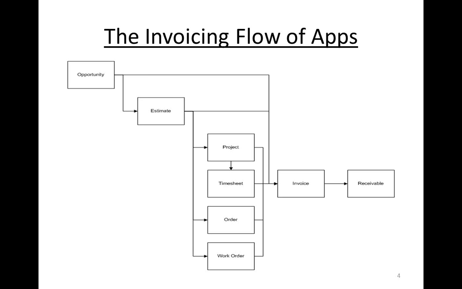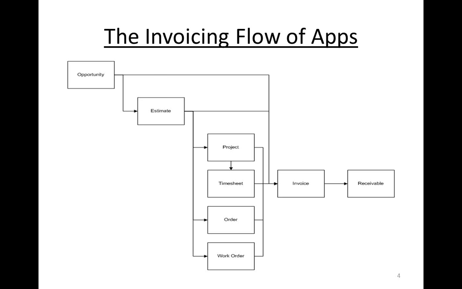But if I'm going to have a more complex scenario, like let's say I need to issue a quote for the user, I can go from the opportunity to an estimate and then to an invoice if I'd like. Or you'll notice there are also many different areas that we can generate the invoice from. So we could go from an estimate to a project to an invoice, or from an estimate to a project to a timesheet to an invoice.